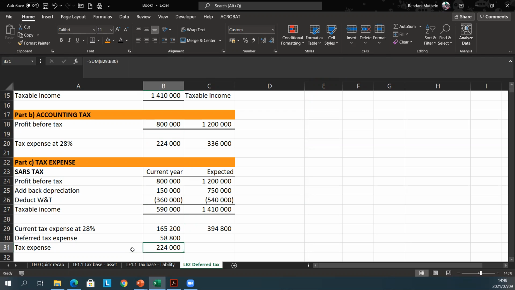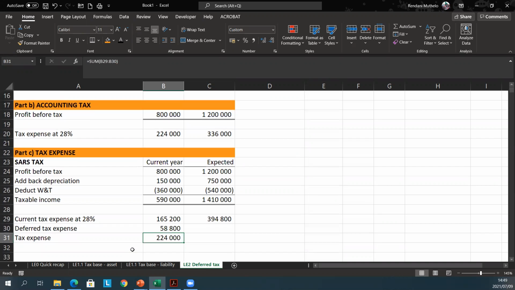But for accounting we were expecting 224 based on the profit generated. Therefore, when we understand what is the amount that is disclosed to the users, we come to understand that the amount disclosed to the user is the tax expense. And the tax expense is calculated as the current tax expense plus the deferred tax expense, which then gives us 224. So we are also seeing that deferred tax helps us to smooth the tax expense between what SARS is charging us and what we expect to see.